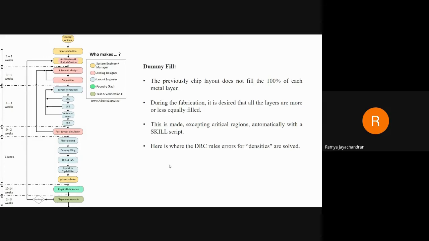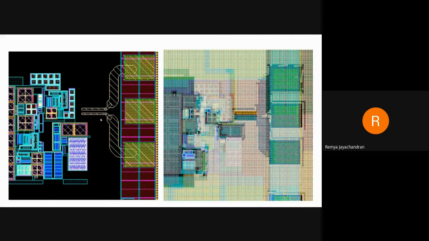So this is the picturization. You can see before dummy fill, it looks like this. You can see the vacant spaces there. And after dummy fill, you can see that all the metal layers are filled, so that you will get an equal percentage of all the metal layers. That ensures more reliability of this IC.